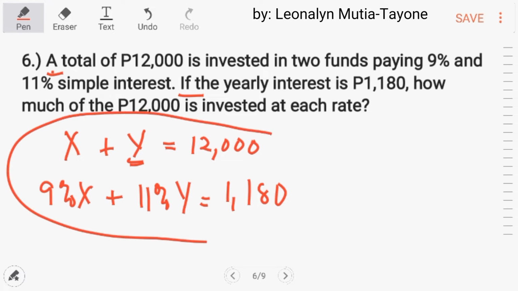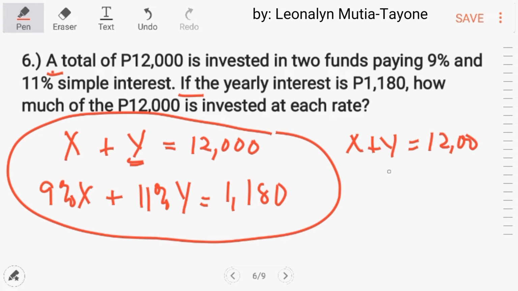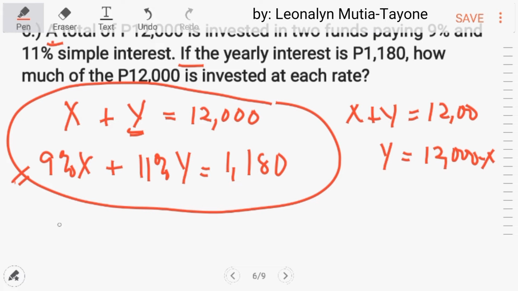So, ito na yung mga equations natin at i-solve na natin ito. Hanapin natin yung X and Y natin. Let's solve them using substitution method. So, solve for Y in the first equation, and that is X plus Y equals 12,000. So, Y is equal to 12,000 minus X. So, we will substitute this value for Y in our next equation.